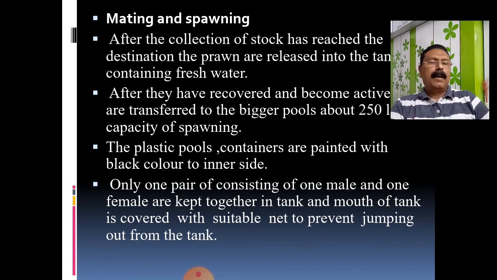You know very well that spawning of those prawns takes place in dark conditions, in calm and quiet water. That water should be calm and quiet, and it should be dark. Therefore, the inner side of that container is painted with black color. Generally, the container must be of a circular, rounded type.